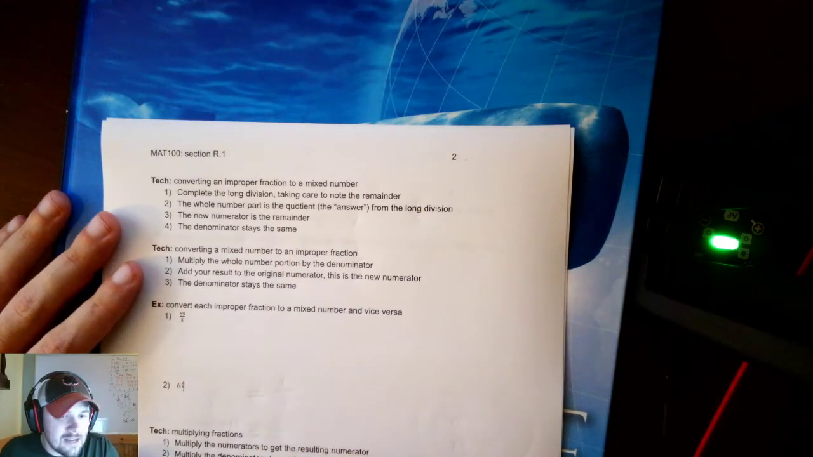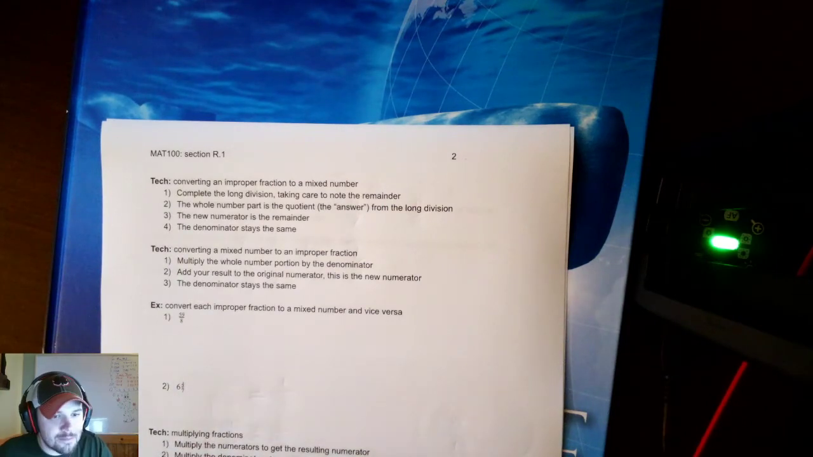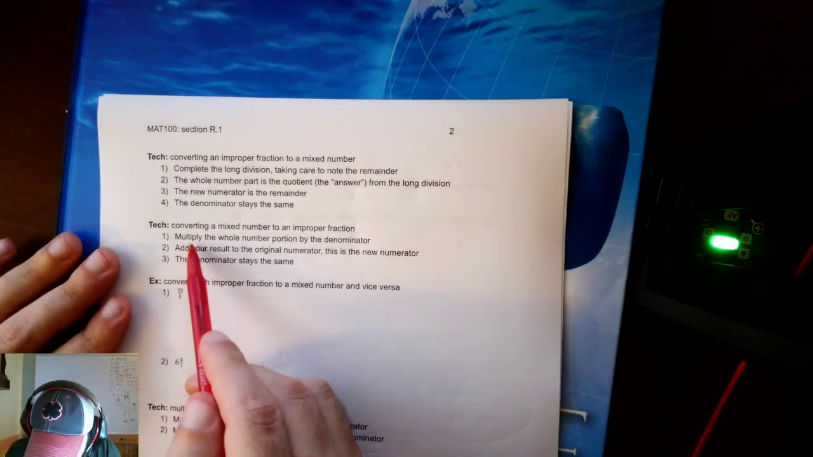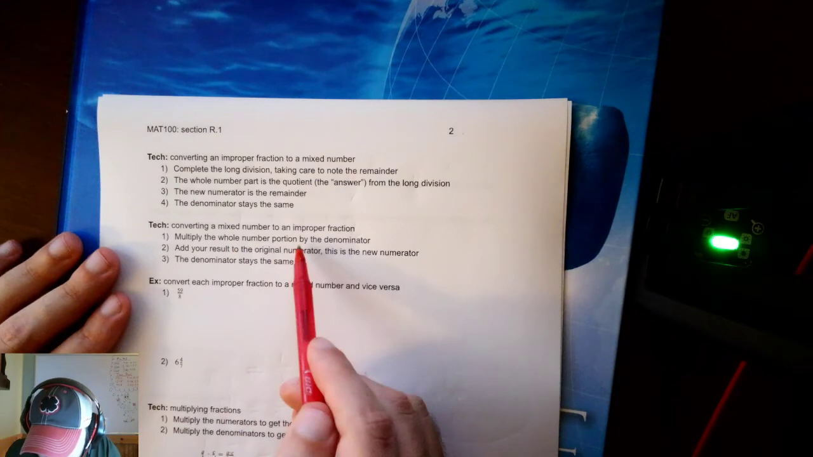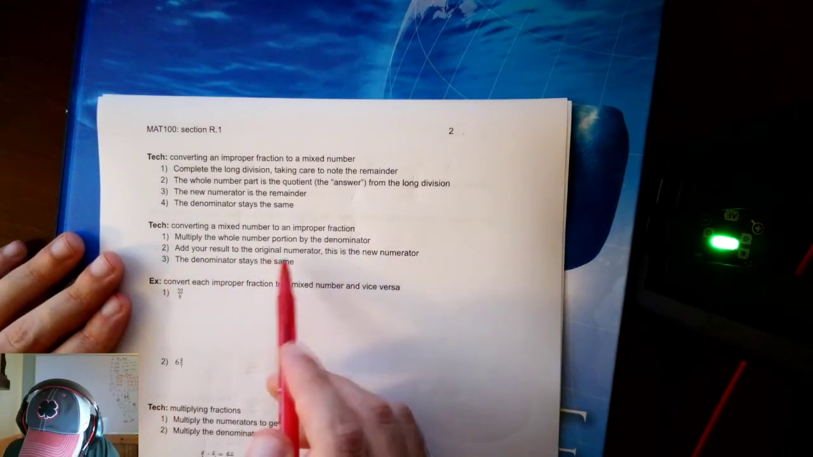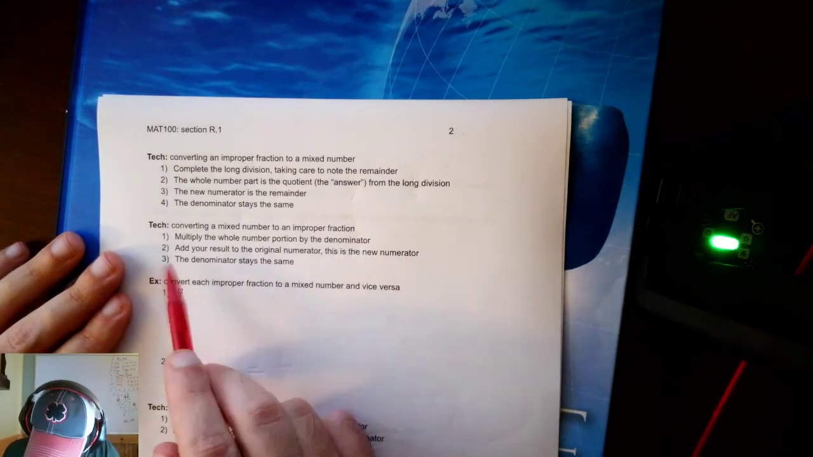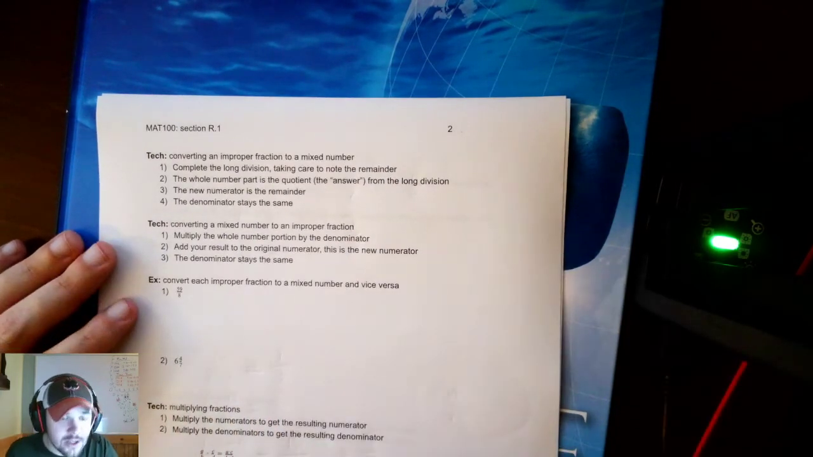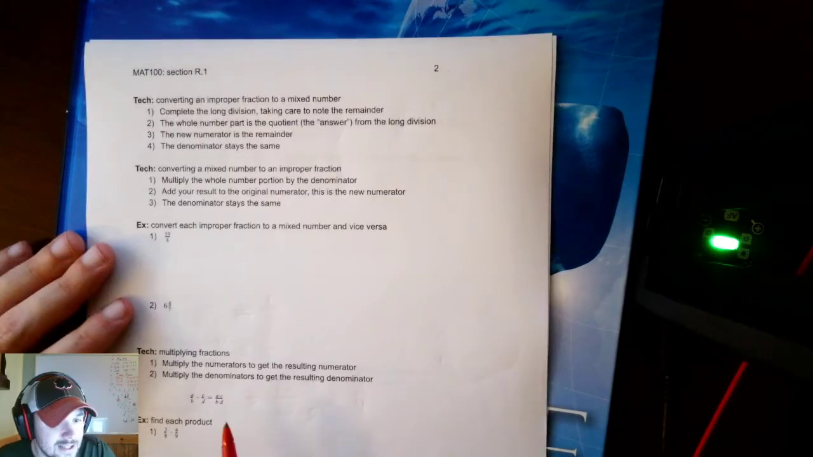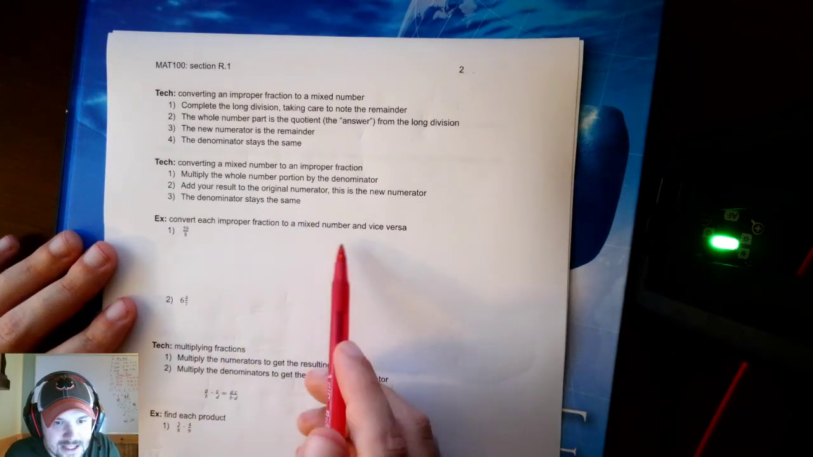So before we do an example, let's talk about going the other way, from a mixed number to an improper fraction. First, we multiply the whole number portion by the denominator. Then, we add your result to the original numerator. This is the new numerator, and the denominator stays the same. So let's take a look at some examples. Let's convert each improper fraction to a mixed number and vice versa.